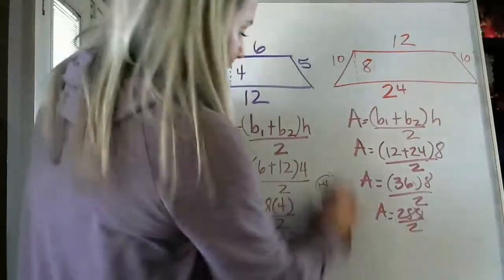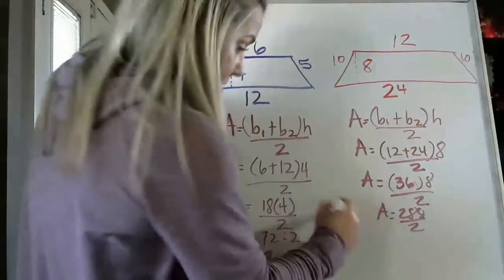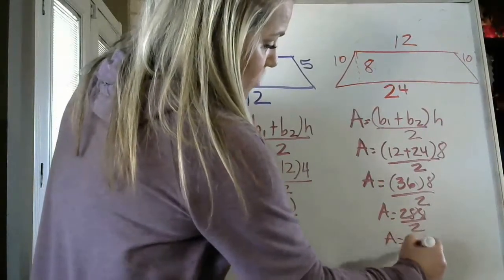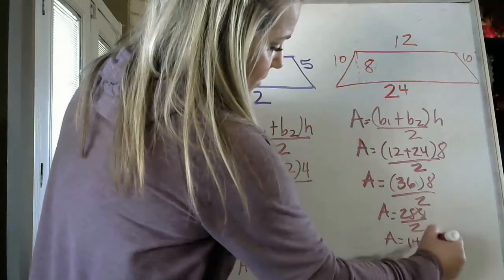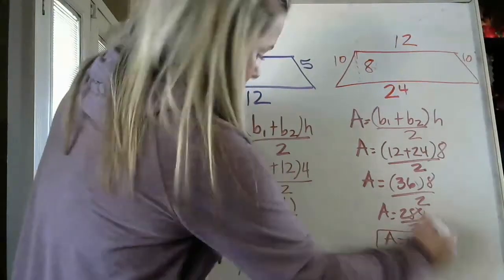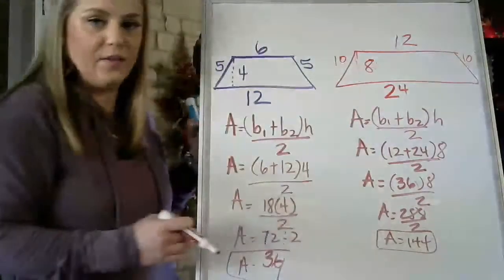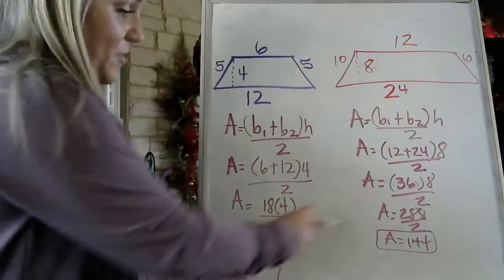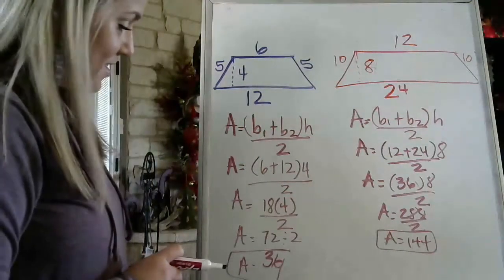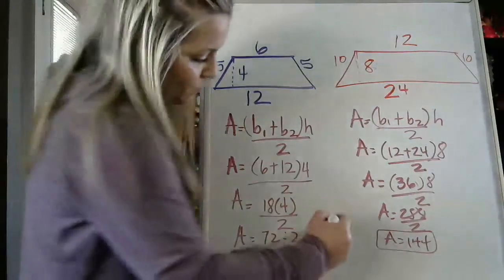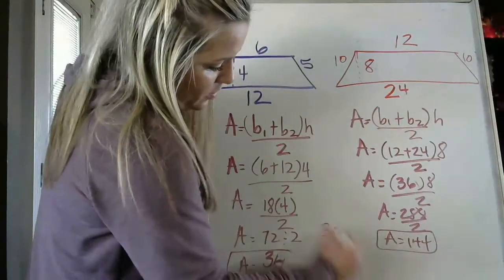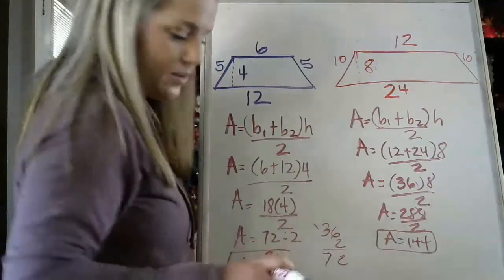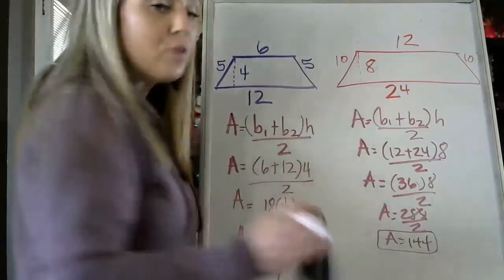I'm actually going to divide it by 2, which I can do in my head, because 2 divided by 2 is 1, 8 divided by 2 is 4, 8 divided by 2 is 4. So on this one, 36, and on that one, 144. I know that is more than doubled, correct? Because 36 times 2 is 72, right there, duh. So it's more than doubled.